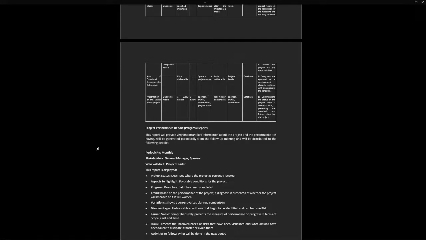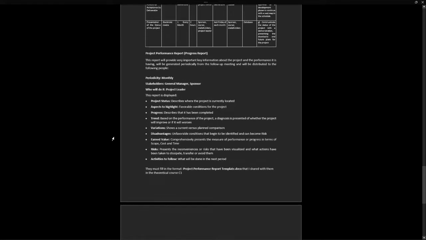We need to inform the sponsors, owner, and also the stakeholders. Also storage on database, and the objective of it is to communicate the status of the project with a demonstration, presenting the drawbacks and the future plans for the project.